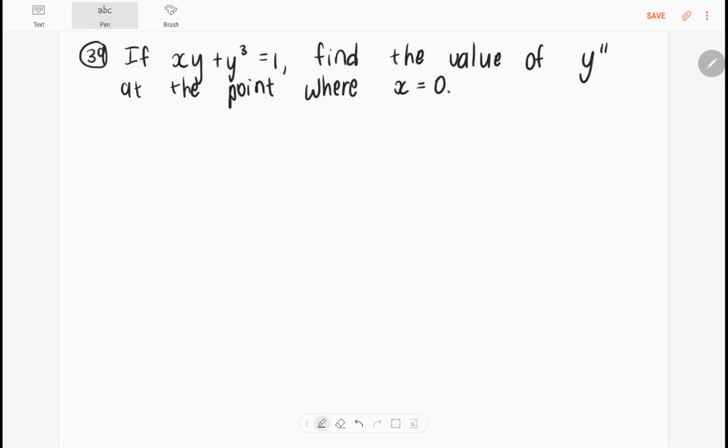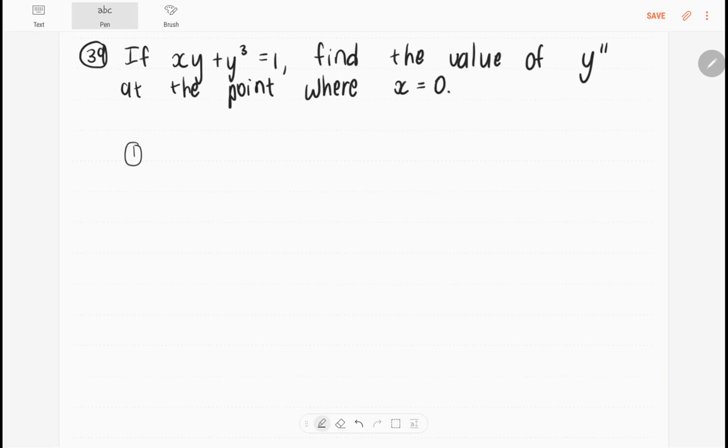So the next problem we're looking at is number 39. It says, if xy plus y cubed equals 1, find the value of y double prime at the point where x equals 0. So I'm going to have to apply implicit differentiation twice in order to get an equation containing y double prime. So let's just do that first.